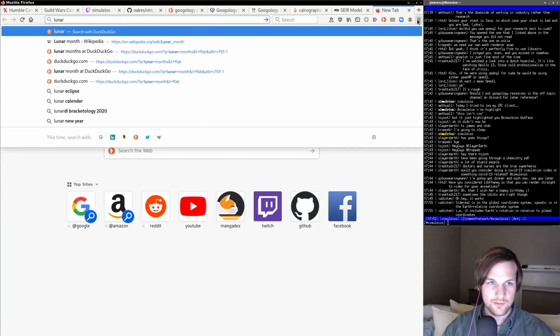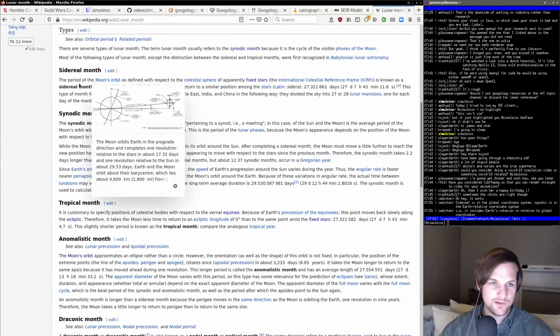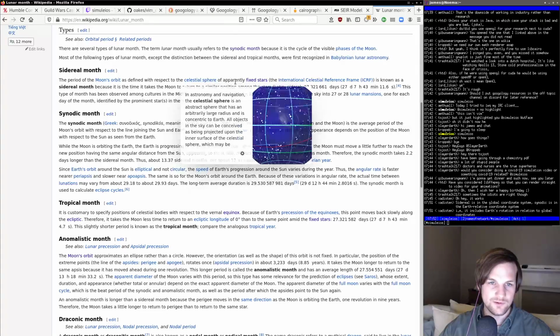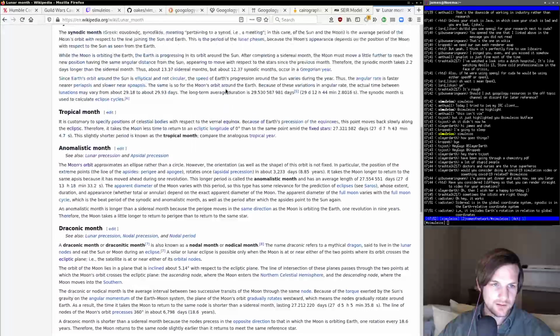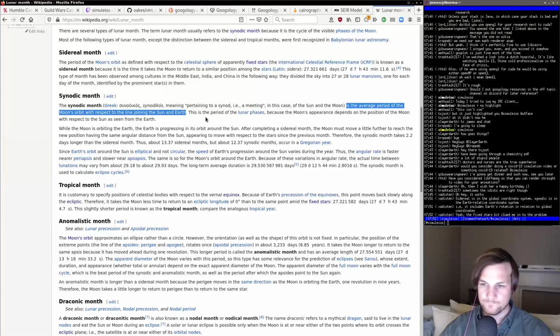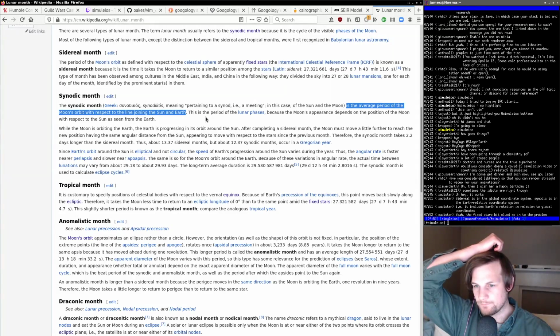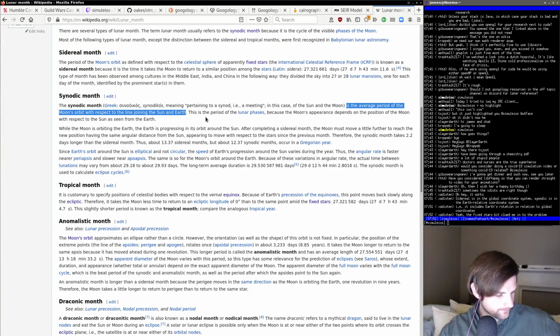So the lunar, right? So sidereal is the moon's period, the period of the moon's orbit as defined with respect to the celestial sphere of apparently fixed stars. The synodic is the average period of the moon's orbit with respect to the line joining the sun and Earth. So I thought that's the one that we wanted. The fixed stars bit clued me into the problem. Right, so my understanding was that we wanted it to be, no, it should be synodic. We should definitely be looking for synodic, because a new moon is defined.